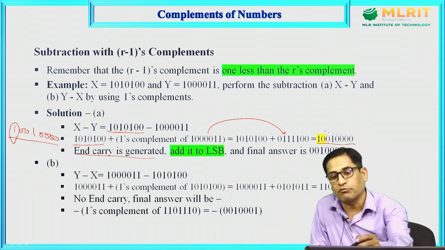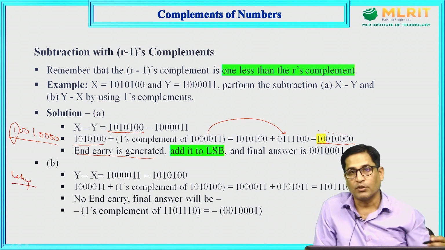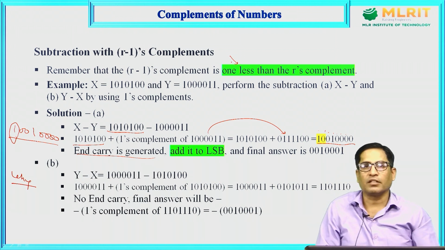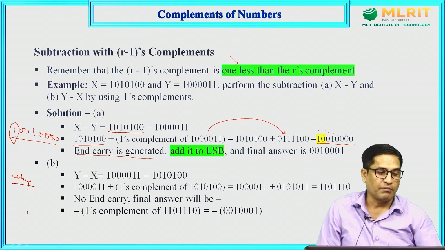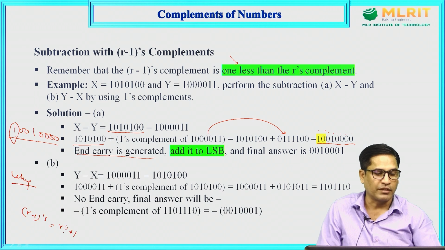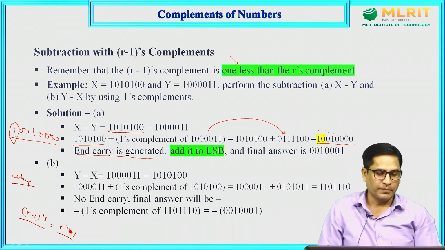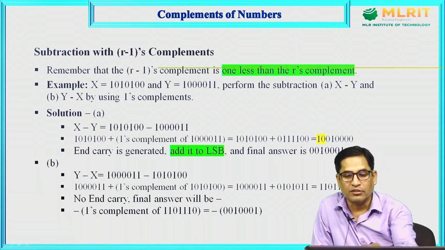And please note why we are going to add this particular one: R minus 1's complement is 1 less than the R's complement. That means the R's complement of a particular number is the R minus 1's complement plus 1, and this is how we get the R's complement. So this end carry is going to be added to this particular one.